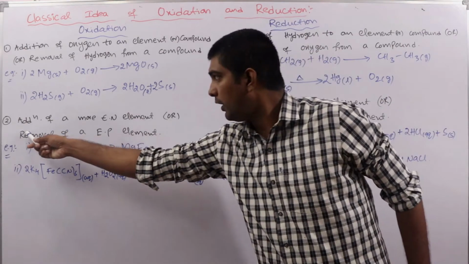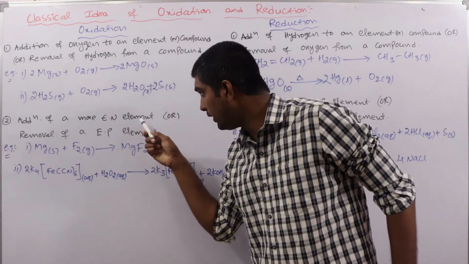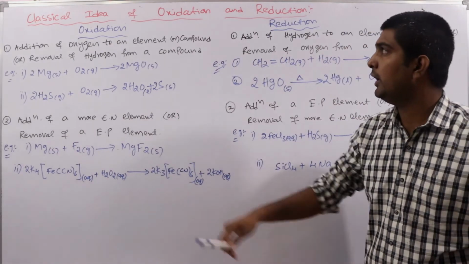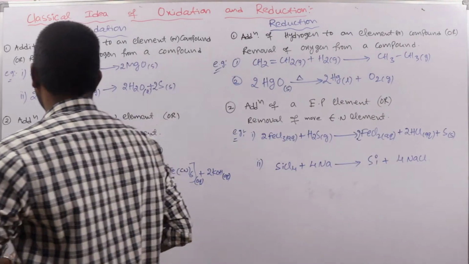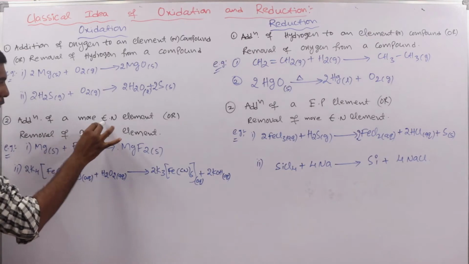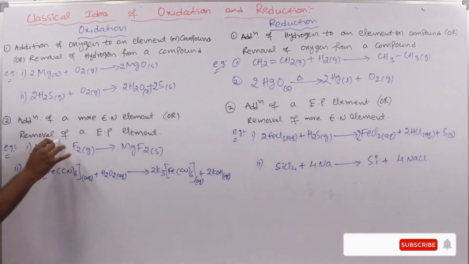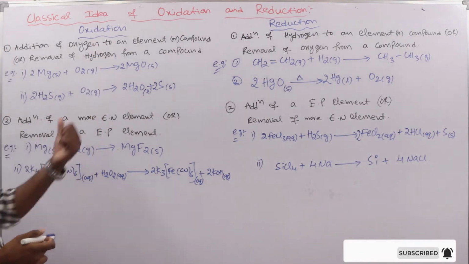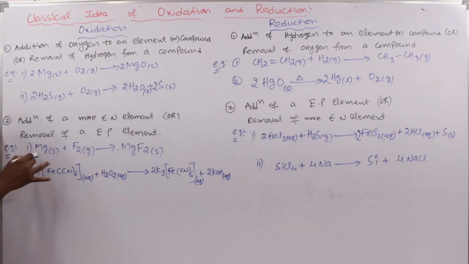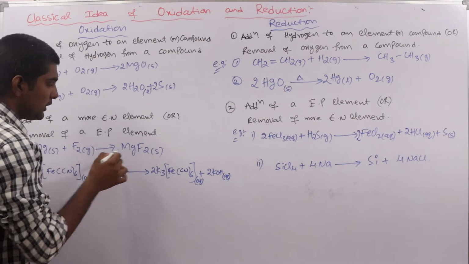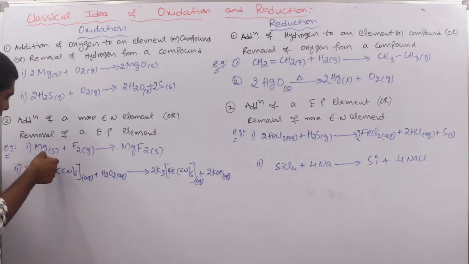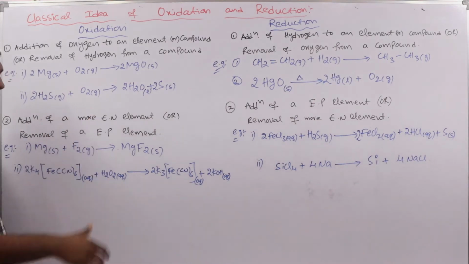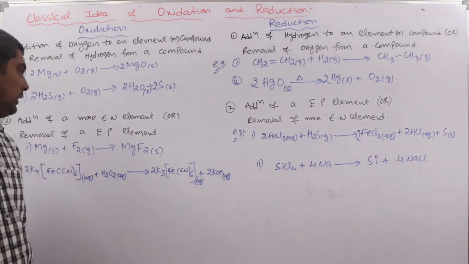Addition of a more electronegative element or removal of an electropositive element is called oxidation. Addition of a more electronegative element or removal of an electropositive element is considered as oxidation. See here, magnesium plus F2 gives MgF2. For magnesium, here we have added a more electronegative fluorine, so that's why it is considered as oxidation.